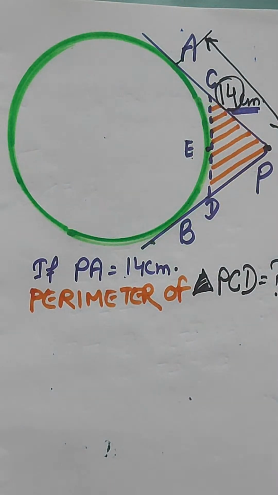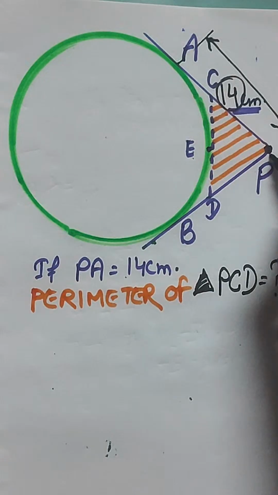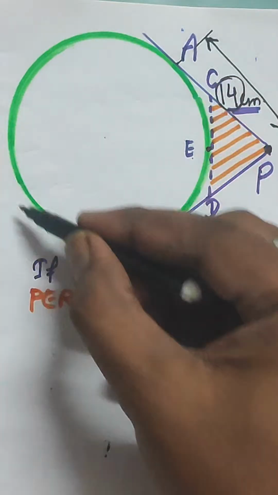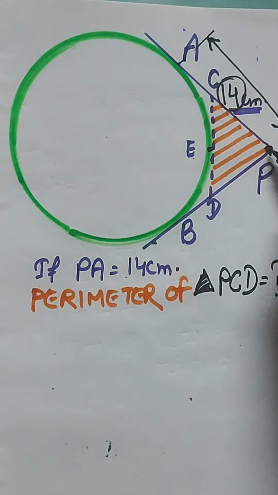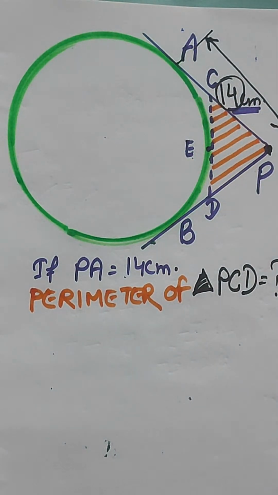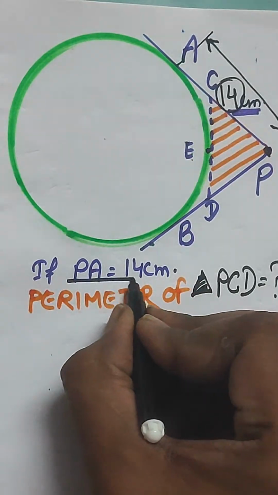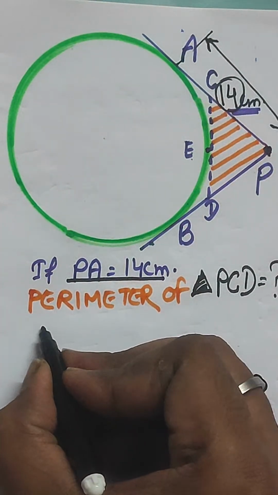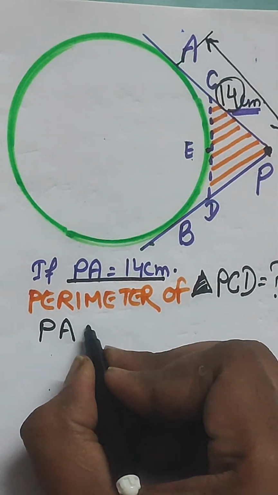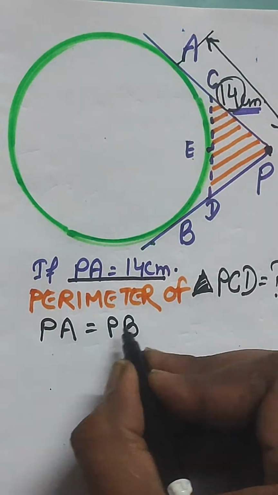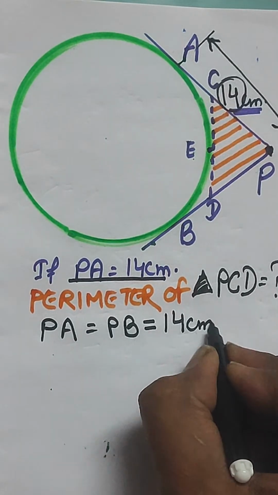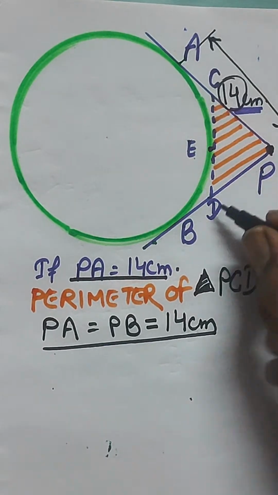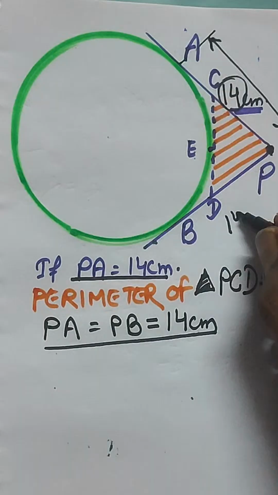You know the theorem from the circle, that for tangents drawn from any external point to a fixed circle, how many tangents can you draw? Two tangents. And the lengths of these two tangents are equal. So since the length of PA is given as 14 centimeter, using that theorem we can write PA is equal to PB, and since PA is 14, PA equals PB equals 14 centimeter. So the length of PB is also known to you, that is 14.